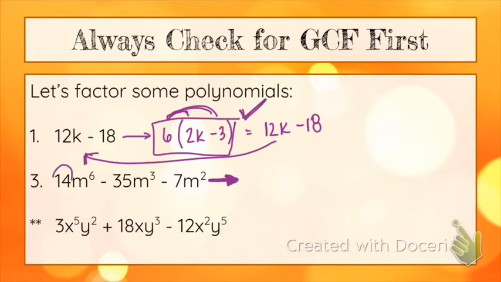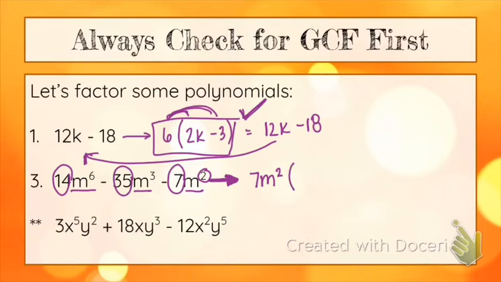So first we're looking at 14, 35, and 7. The greatest number that goes into all of these evenly is 7. Then we need to look at the variables. We have m to the 6th, m to the 3rd, and m squared. Remember, whenever we have variables, we always can pull out the smallest exponent worth. So part of our greatest common factor is going to be m squared, because 2 is the smallest exponent.